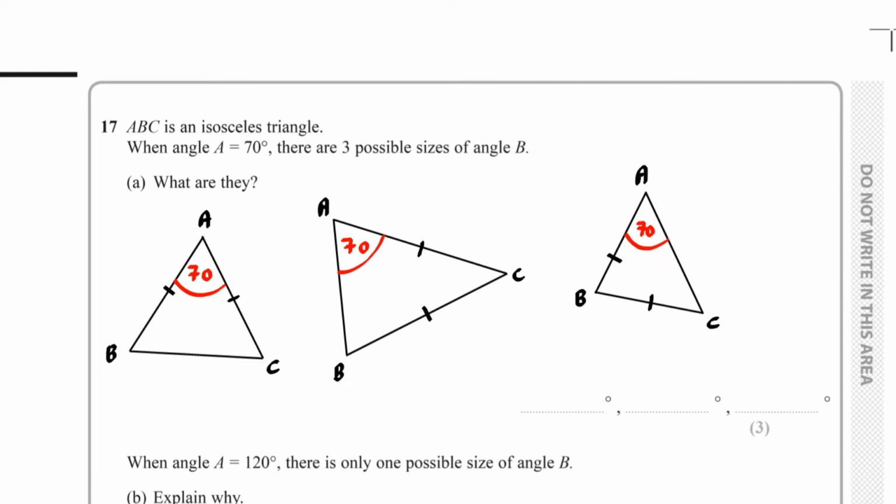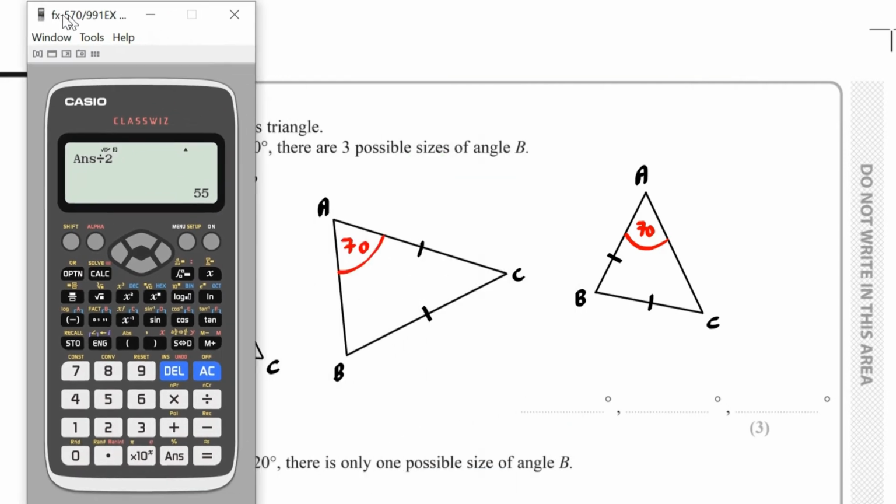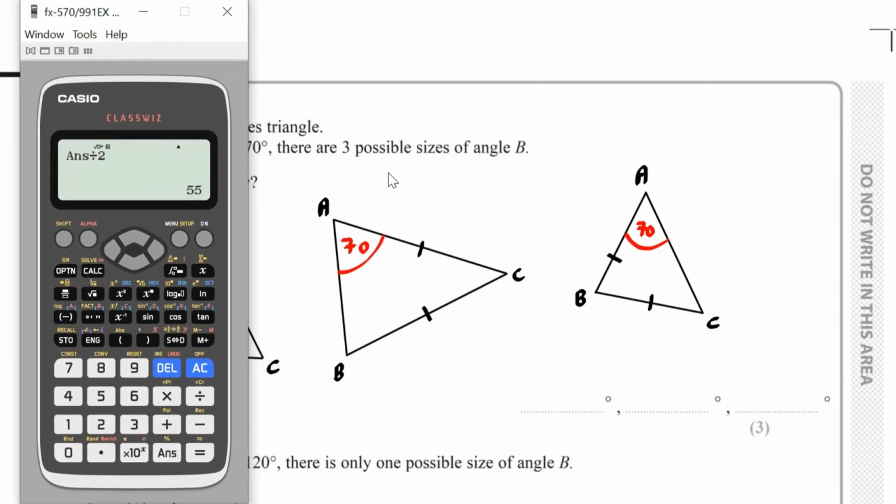Now, if I do 180 take away 70 and then divide by 2, that would mean this angle's 55 and this angle here is 55. We've got an isosceles triangle. Base angles in an isosceles are equal. And we've also got this other situation.